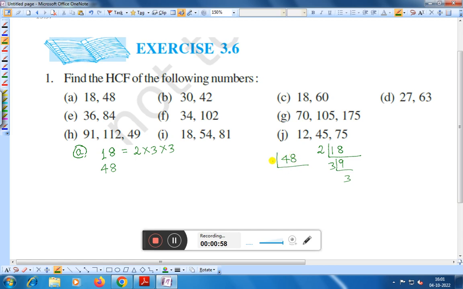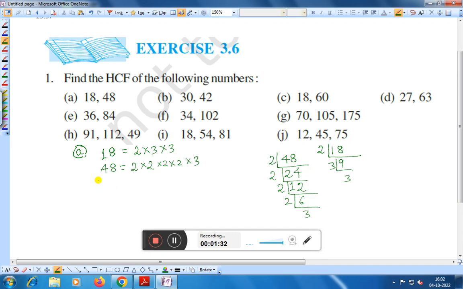2 times 2 is 4, 2 times 4 is 8, again 2 times 1 is 2, 2 times 2 is 4, 2 times 6 is 12, 2 times 6 is 12, 2 times 3 is 6, 2 times 3 is 6. Therefore 48 can be written as 2 into 2 into 2 into 2 into 3.